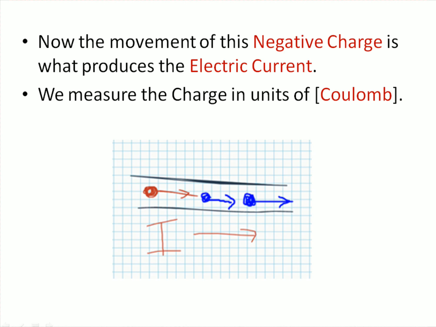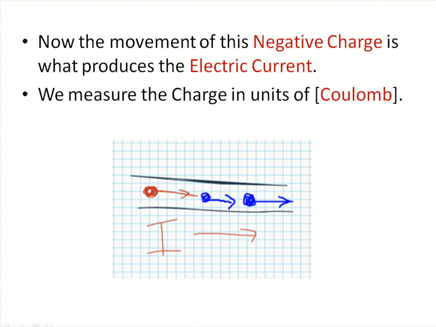Now, the movement of this negative charge is what produces the electric current. We measure the charge in units of coulomb. One thing you need to remember is that whenever your negative charge, let's say this red one or the blue one here, flows across the cross-section of a wire, we represent current as I. So this negative charge is flowing from one point to the other, and we will call this current, since this is a cross-section of a wire.